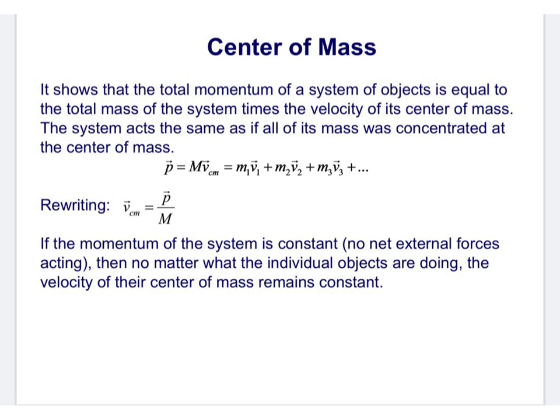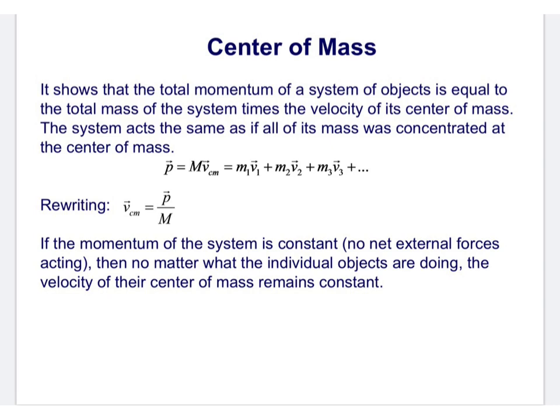This system acts the same as if all mass was concentrated at the center of mass. So again, with the firework idea, you've got an infinite number of particles, and the center of mass is located at the burst. Once you have found the center of mass and the momentum, you can treat it as if it hadn't separated, like it's all one thing still. That's a huge benefit. If the momentum of the system is constant, meaning no net external force is acting, then no matter what the individual objects are doing, the velocity of their center of mass remains constant.